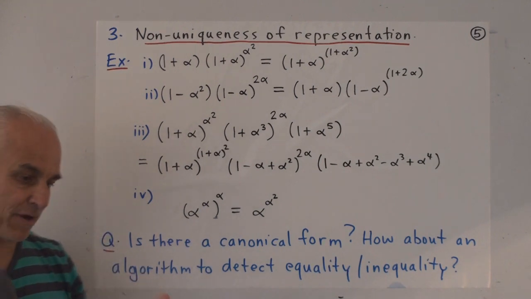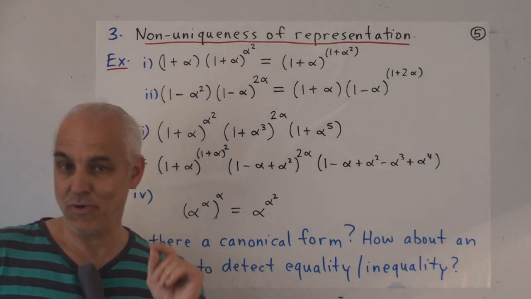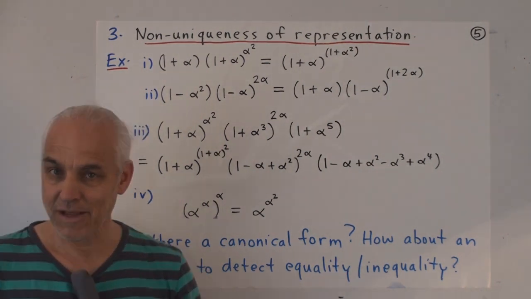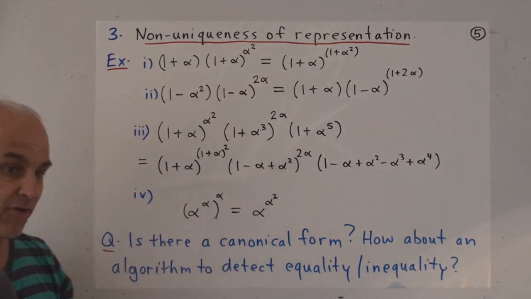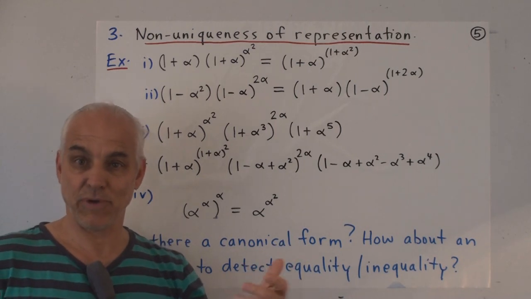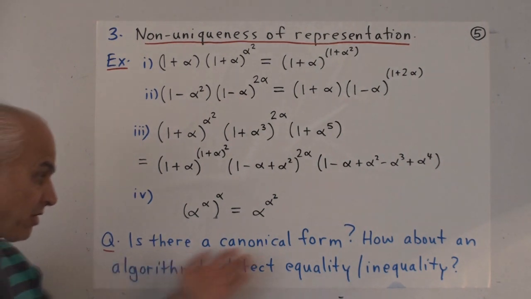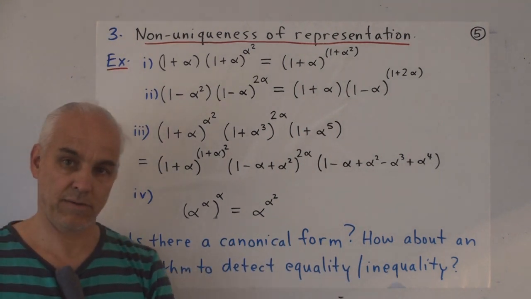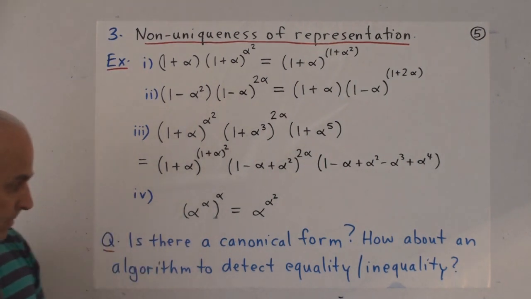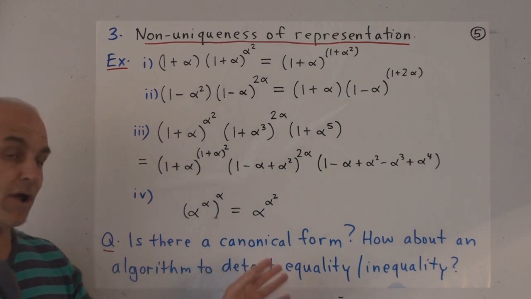So if you're going to develop a computer program to deal with exponomials, then your computer program will have to be very sophisticated, because it will have to be able to distinguish between these various forms and be able to tell whether two expressions are in fact equal or not. So is there a canonical form for an exponomial? Is there some kind of algorithm that detects equality or inequality? Well, I don't really know good answers for these questions. I think they're interesting questions.